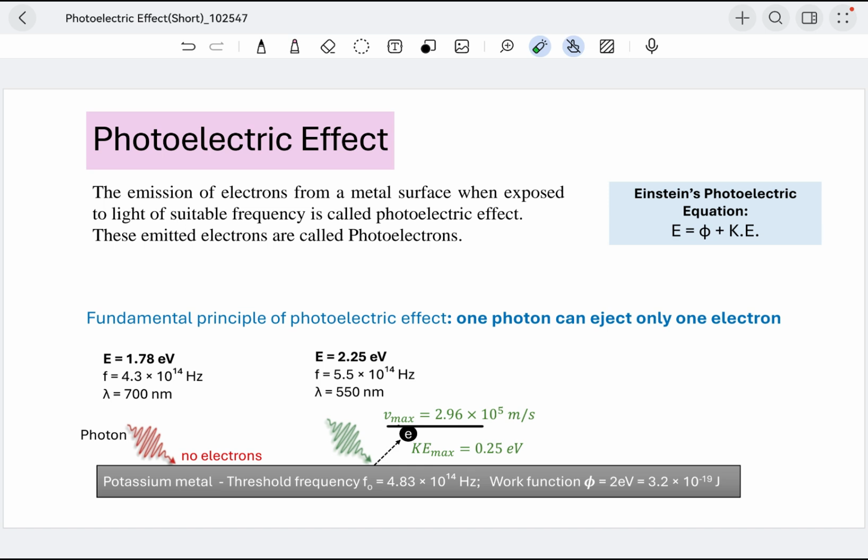Another example. The extra energy I discussed is all because of Einstein's photoelectric equation. Einstein's photoelectric equation is: energy of the photon is equal to work function of the metal plus kinetic energy of the photoelectron. I repeat, the energy of the photon is equal to the work function of the metal plus the kinetic energy of the photoelectron.